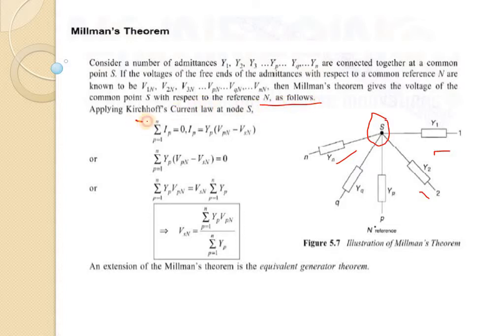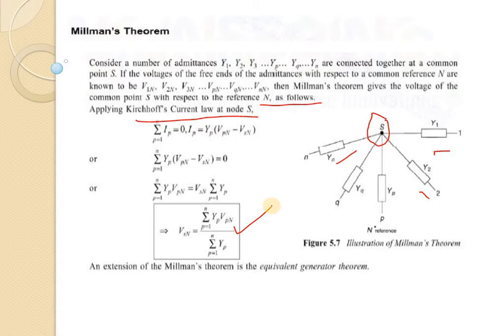By applying Kirchhoff's current law at the node S, we get the summation of currents Ip equals 0. That means Ip equals Yp times (Vpn minus Vsn). From this, we get Vsn equals the summation for p equals 1 to n of Yp Vpn, divided by the summation for p equals 1 to n of Yp. That gives us the value of the voltage at node S.